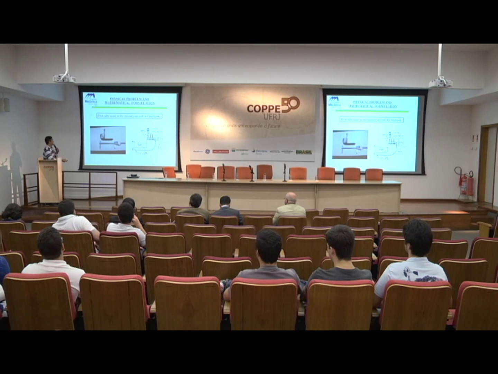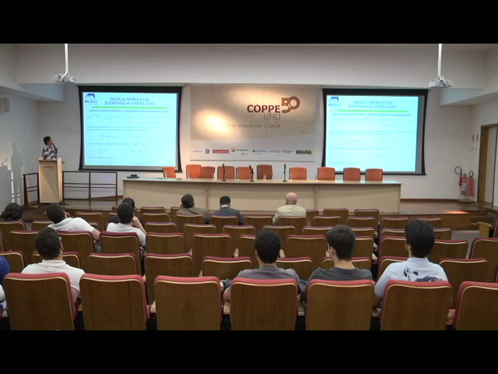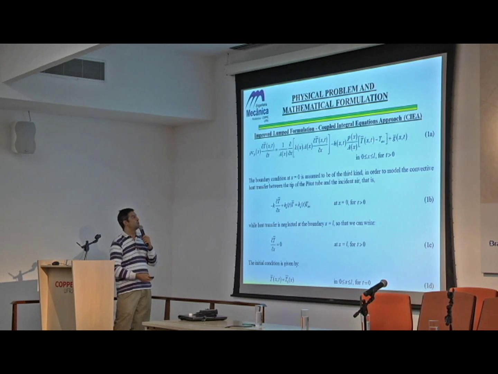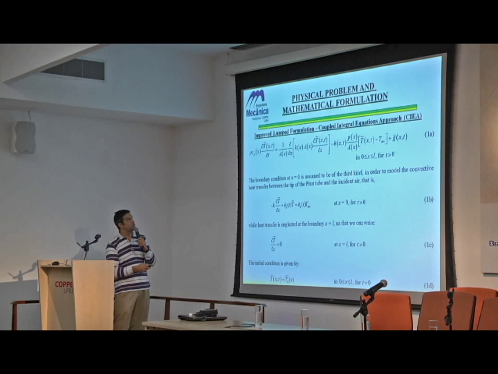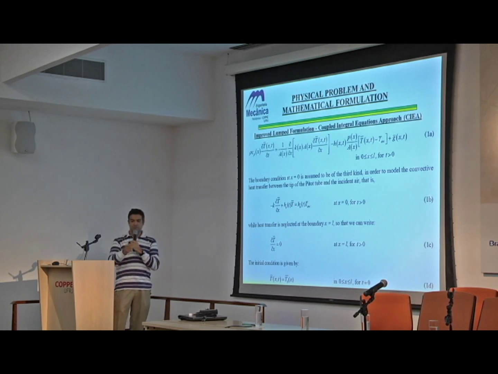This is the same one that you have already seen a couple of times. This is the formulation of the physical problem. We use improved Lampard formulation based on the couple integral equations approach, where all those functions they are known. Kleber has just presented them. Here it's the boundary condition. It's a convective boundary condition at the tip of the pitot tube, where we have this heat transfer coefficient between the pitot tube and the incoming air.